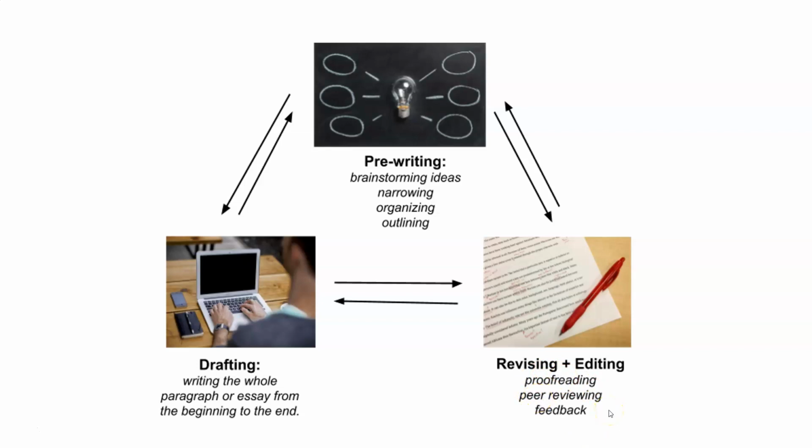Peer reviewing is where we talk to a classmate about our writing, and feedback is where the teacher gives us comments about our writing, and we use those comments.